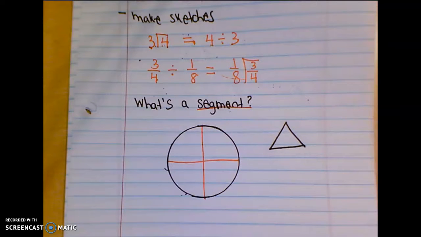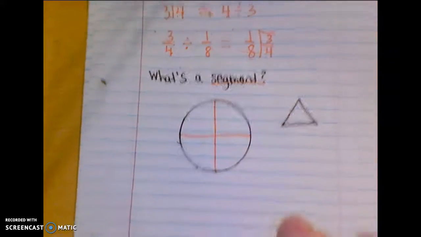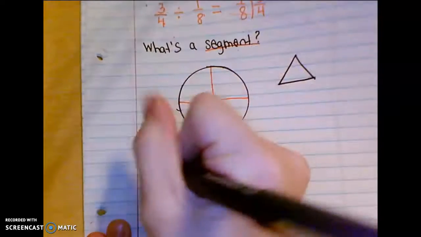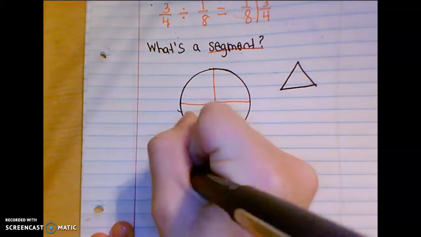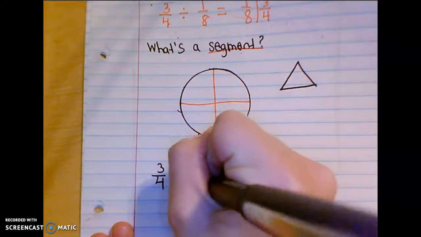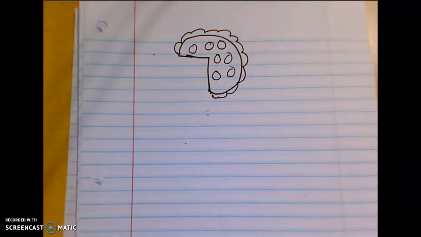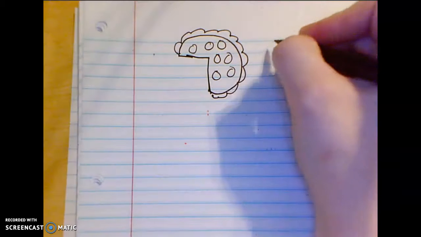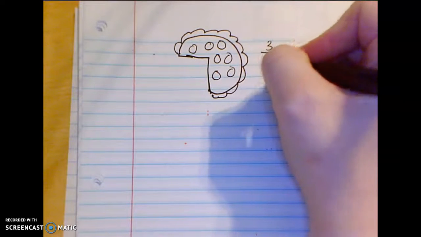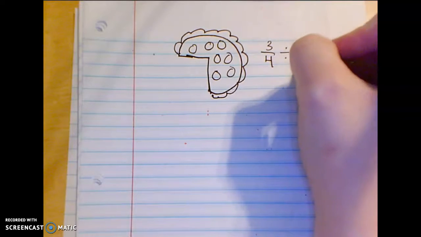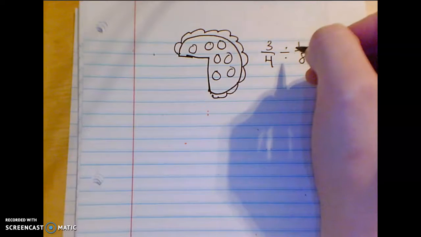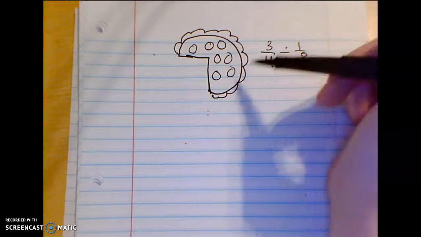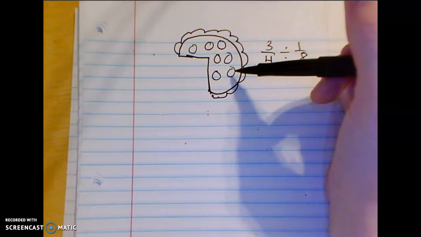Let's look at an expression. We have 3/4 divided by 1/8. In my expression with the 3/4 divided by 1/8, we're going to pretend that we're talking about pizza, all right? So this is asking how many 1/8 slices of pizza are in 3/4 of a pizza.